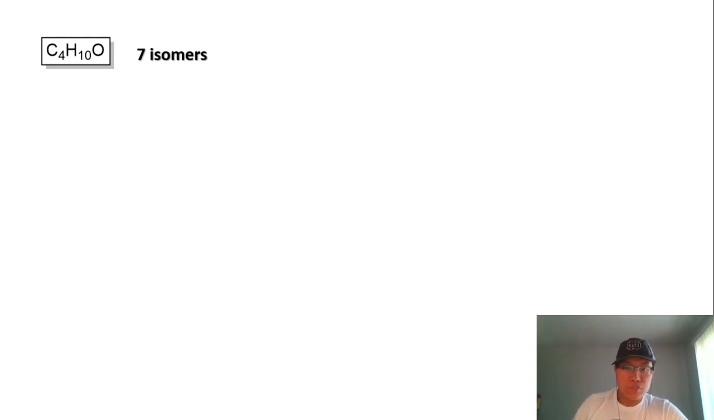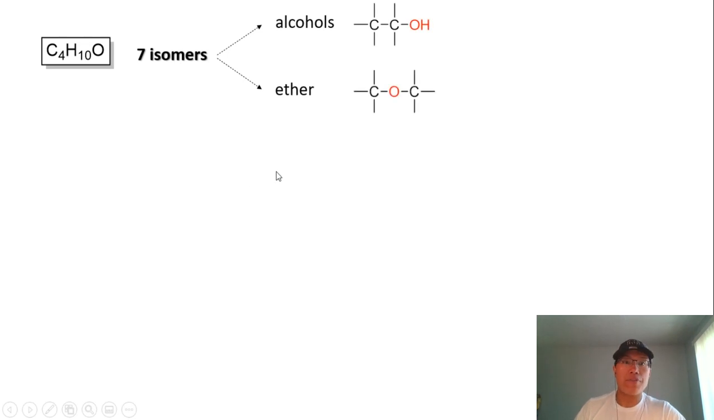All right. So this one asks you to draw constitutional isomers of a compound with the molecular formula C4H10O, and it says there are 7 isomers. So, there's an oxygen, so the possibility you're going to see should be either an alcohol or an ether. So you have to account for both functional groups. All right, I'm going to start with the alcohol.